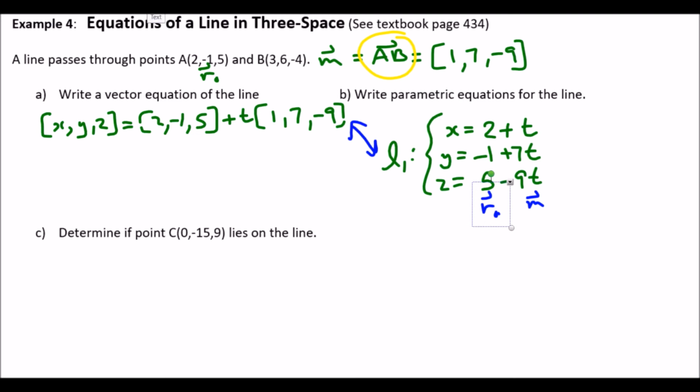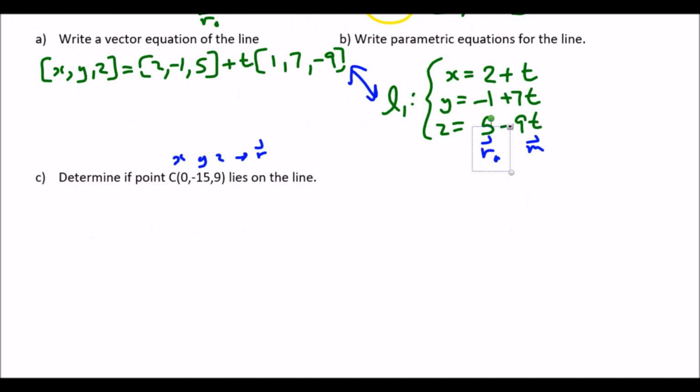All right, next one says here, determine if the point C lies on my line. So guess what I have to do? This is going to be my x, y, and z, or my vector r, and I'm going to solve for t again, and I want to make sure all my t values are the same. So here we go. I'm going to use the parametric form, it's a nice, easy setup for me. I'm just going to replace x with 0, y with negative 15, and z with 9. So let's do the x first. I'm going to have here 0 is equal to 2 plus t. Well, this is easy. Bring that guy over. Negative 2 is equal to t. All right, done. So that's my x.